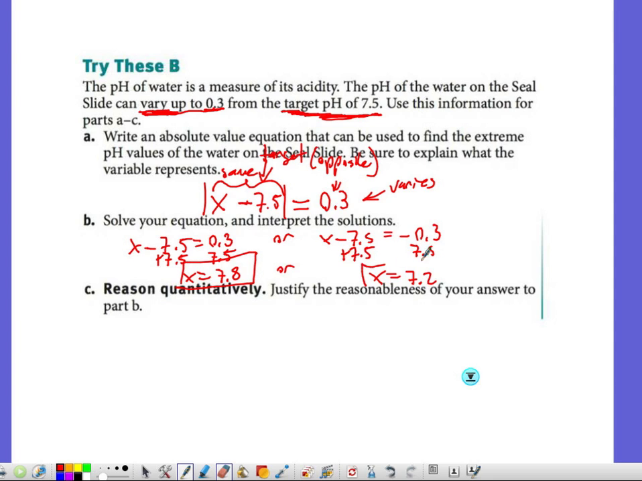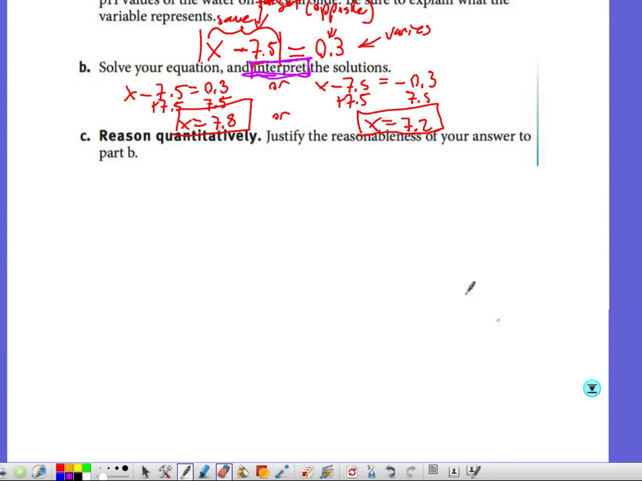Now, what I really want you to do is interpret the solutions. Interpreting the solutions, I can't stress this enough. This is very important. Let me tell you what I mean here. Here we have 7.8, and here we have 7.2. Those are numbers. Those are solutions to an equation. But what do they mean?